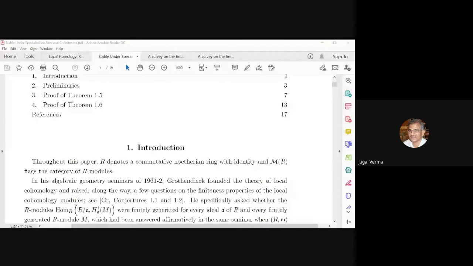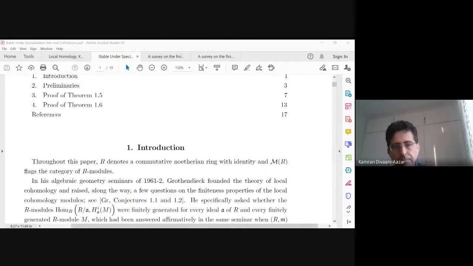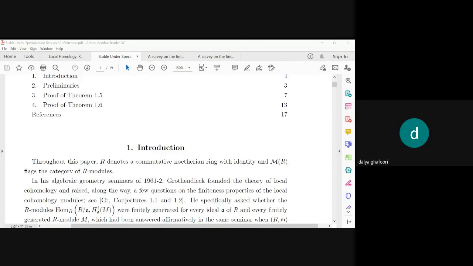Okay, thank you. Are there any other questions? Can I ask a question? Yes, please. Thank you, Dr. Kamran. You spoke about three generalizations of local cohomology. Do only these three generalizations exist, or are there others? And is there a relation between these generalizations? Thank you.